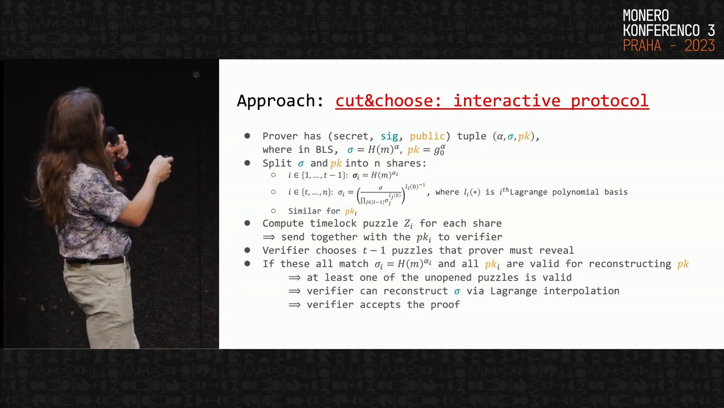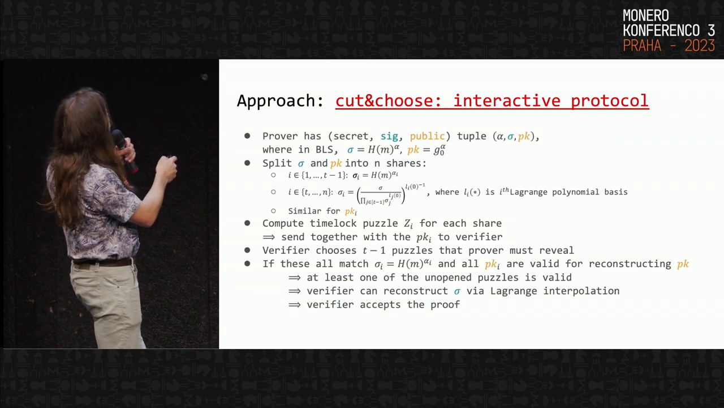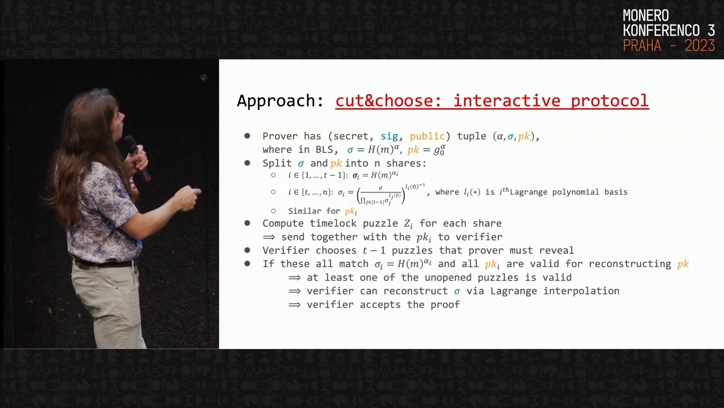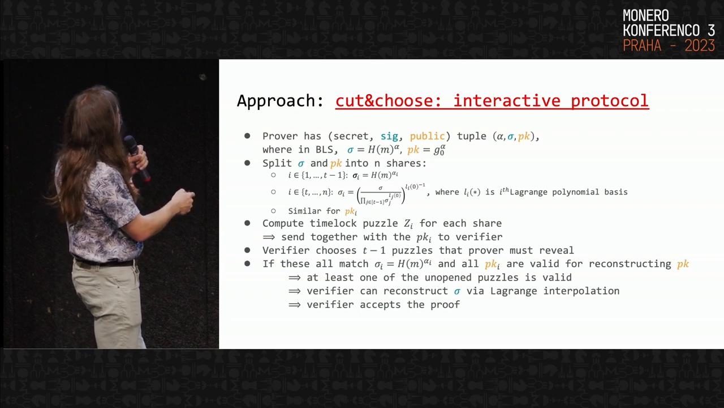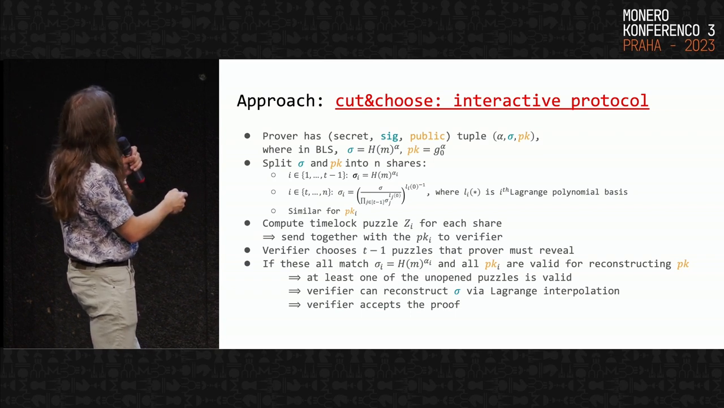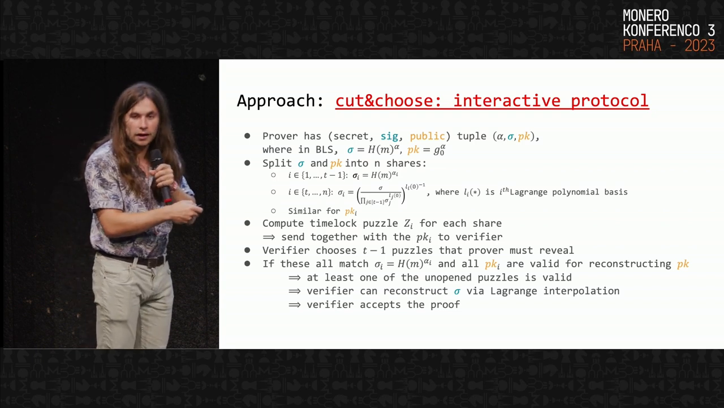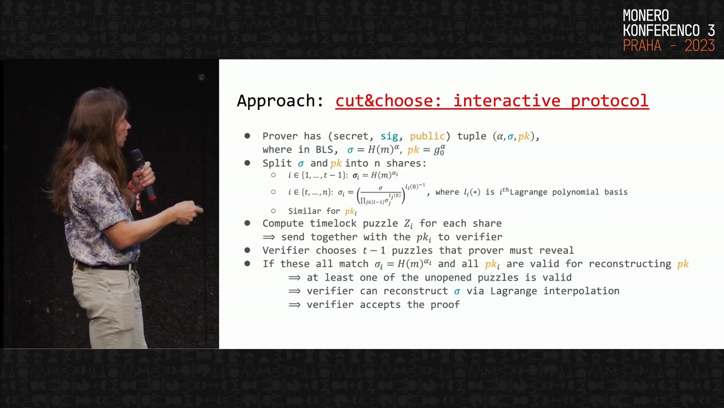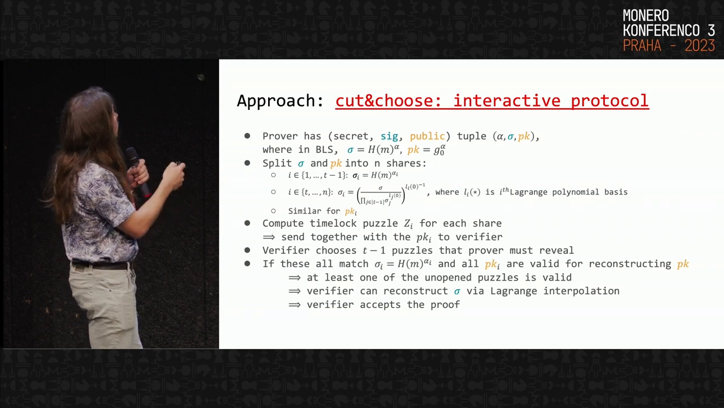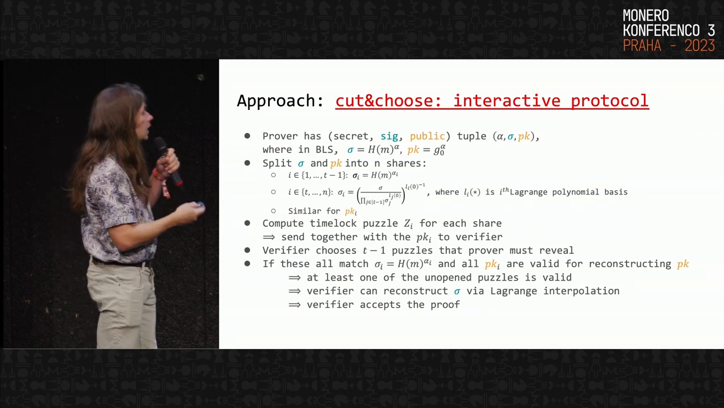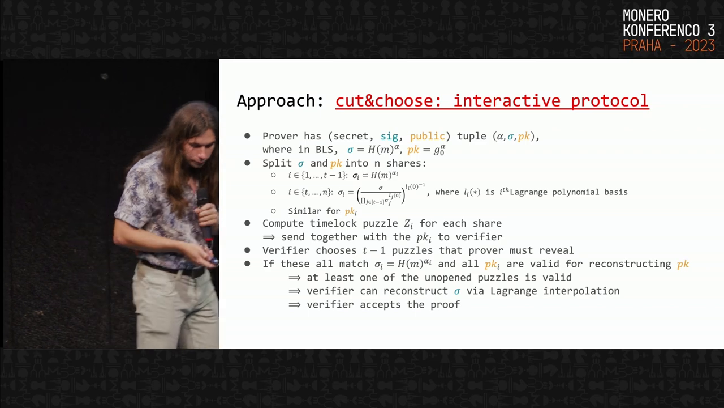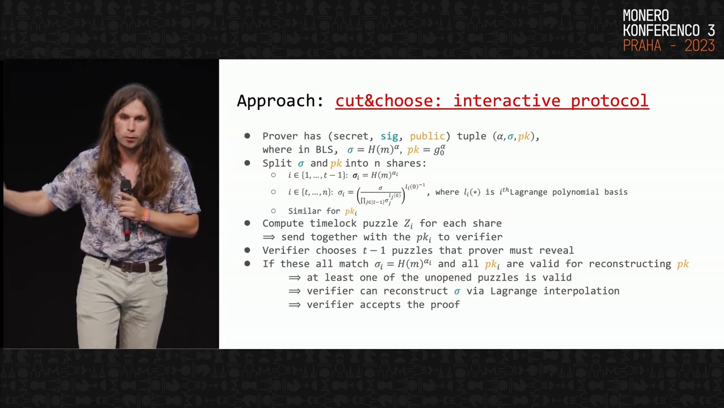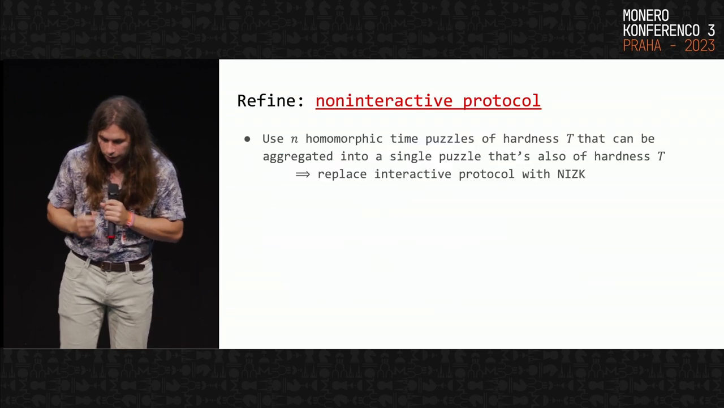In this case, here it happens with a Lagrange interpolation where she opens up T minus one of these puzzles, and then once she's done that, she'll have high confidence that at least one of the unopened puzzles that she had is valid, and that will be sufficient for her to, via this Lagrange interpolation, reconstruct sigma, so the signature here that she needs to spend the coins. And if she does that, she accepts the proof, and you do this vice versa for Alice's boxes with Bob.